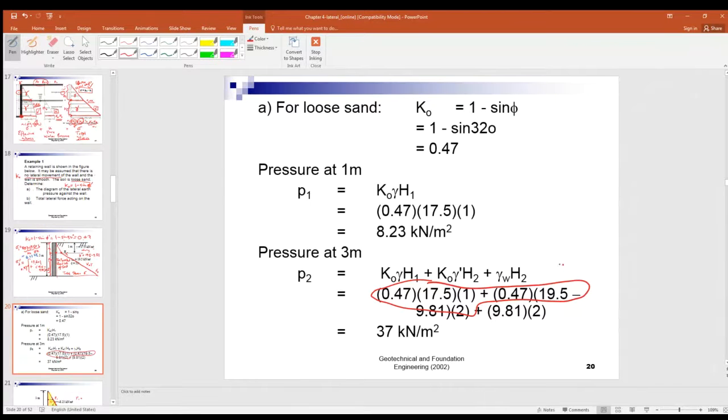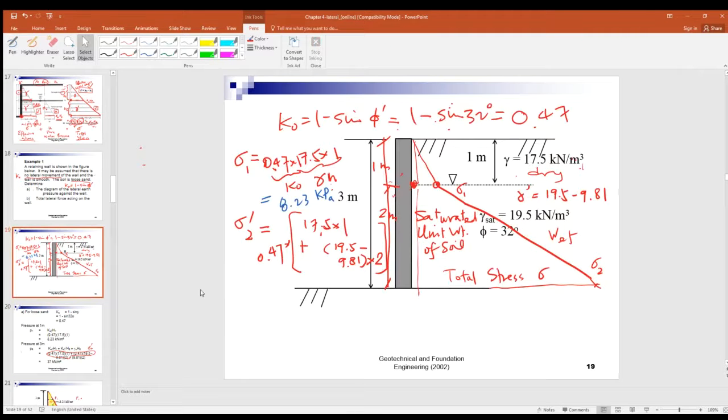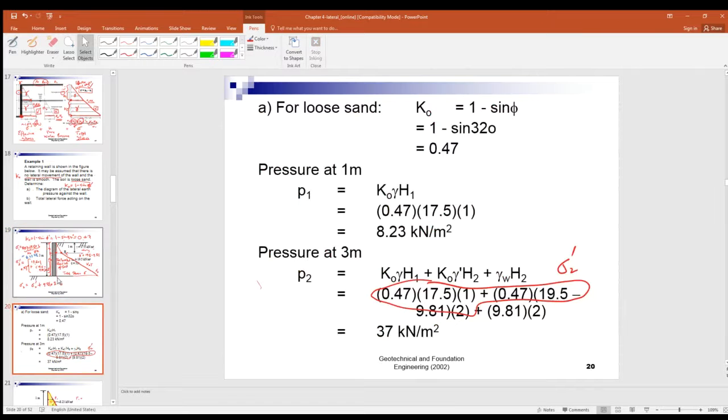Okay. That is our sigma 2 dash, right? Exactly the same. And then what's the total pressure? You have to add up the pore water pressure, right? So if you want to work out the sigma 2, you have used the sigma 2 dash plus what? Plus water pressure. Water pressure is equal to 9.81 times 2, right? So that will give you what? Exactly this one. 37, right? 37.